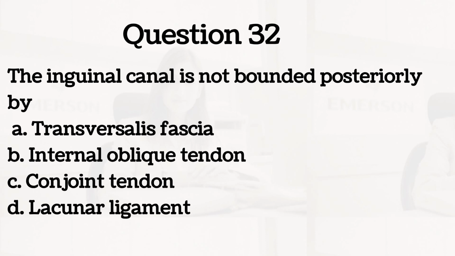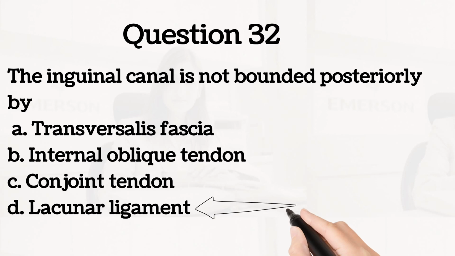And then question 32: the inguinal canal is not bounded posteriorly by A. transversalis fascia, B. internal oblique tendon, C. conjoint tendon, D. lacunar ligament. Which one does not bound posteriorly in the inguinal canal? Here the answer is D, which is your lacunar ligament. So the answer is D, the lacunar ligament.